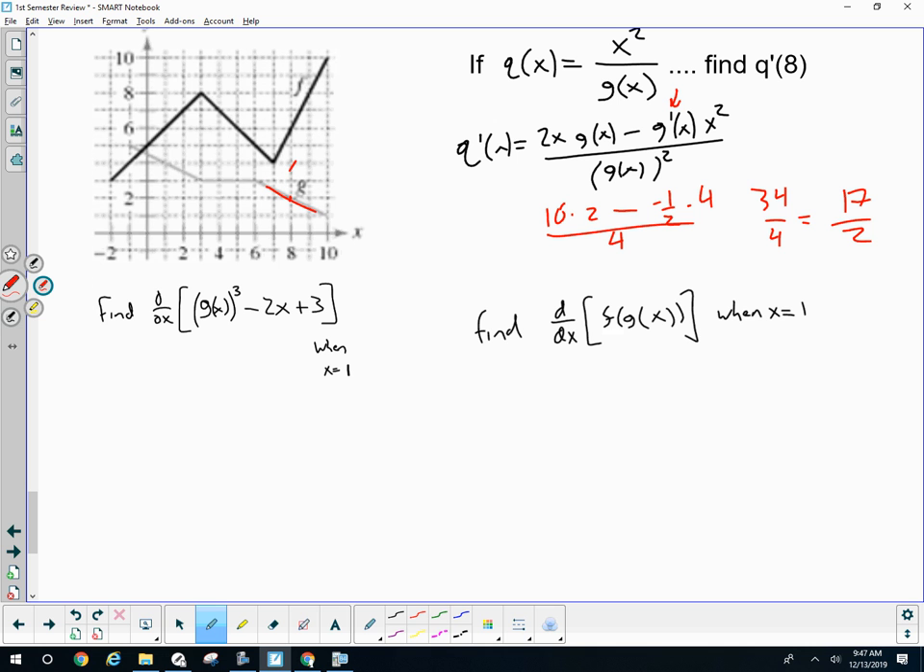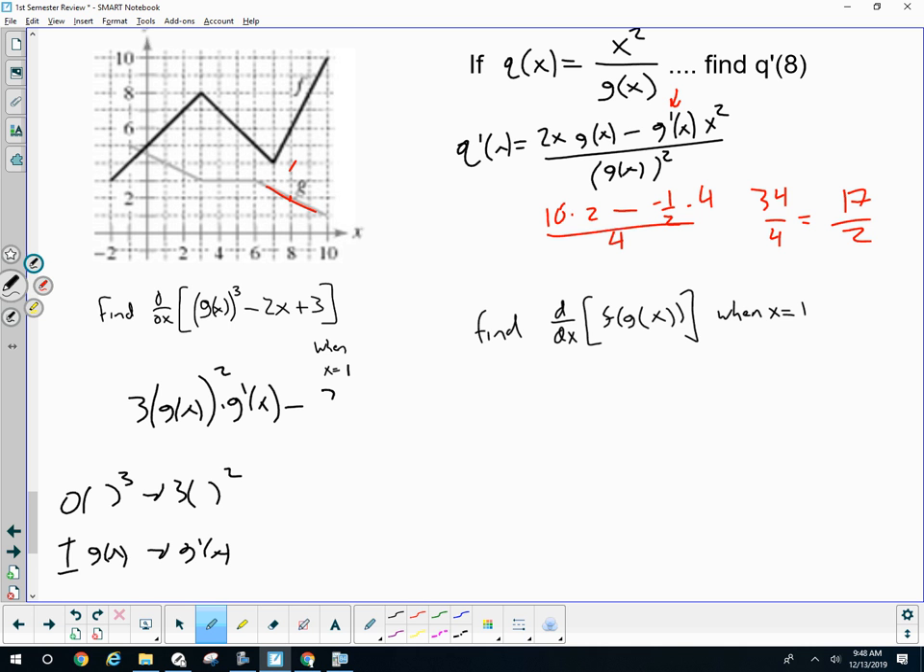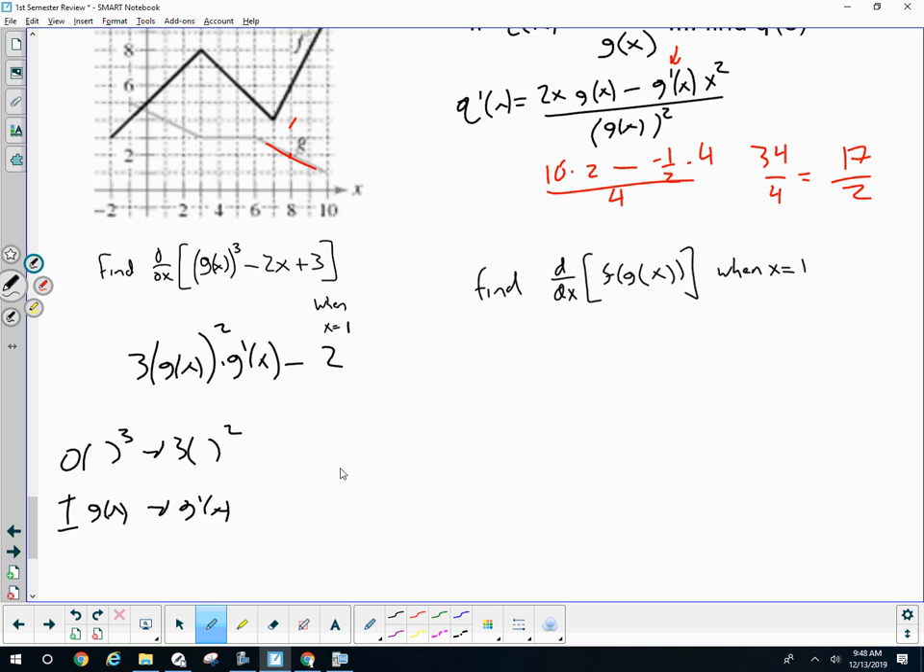If I have something g of x cubed, this is a very tricky one. A lot of students think that the derivative of g of x cubed would be just 3g of x squared. That'd be wrong. G of x has an outside and an inside. The outside is the cube. The inside is the g of x. Derivative of the outside would be 3 stuff squared. The derivative of the inside would be g prime of x. So we need to multiply by g prime of x. Derivative of 2x is 2.